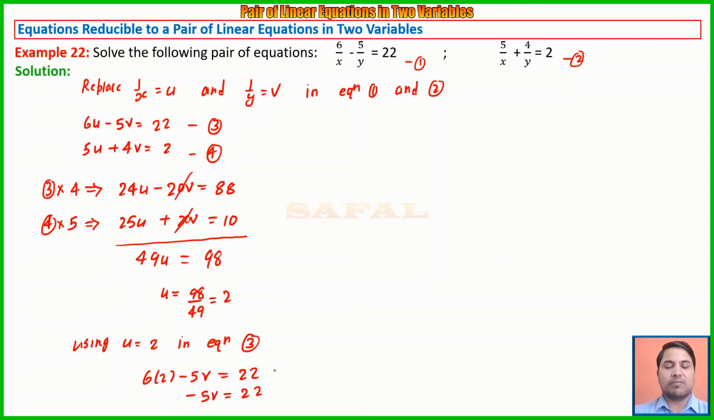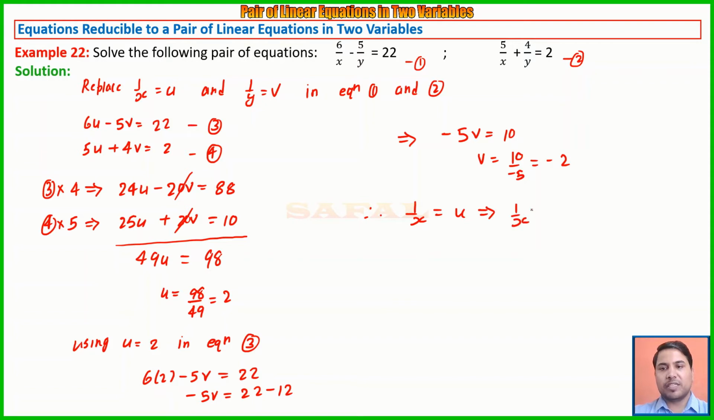So minus 5v equals 22. Now 6 twos are 12, it will go to this side, so minus 12. So this gives me minus 5v equals 10. So v equals 10 by minus 5, which is minus 2. Now u is basically 1 by x. So 1 by x equals u, and the value of u we have got is 2. So effectively x becomes 1 by 2.